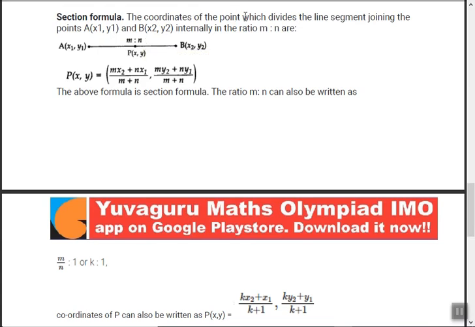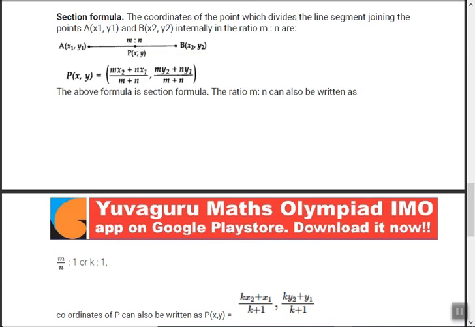The coordinates of a point which divides the line segment joining the points A(x1, y1) and B(x2, y2) internally in the ratio m is to n are, meaning what? See this AB, x1 y1, B x2 y2, and this point P(x, y) divides this line AB in the ratio m is to n. Now m is to n can be 1 is to 3, 5 is to 12, 5 is to 13, any number, but not negative. Okay, no negatives allowed. So let's say m is to n.